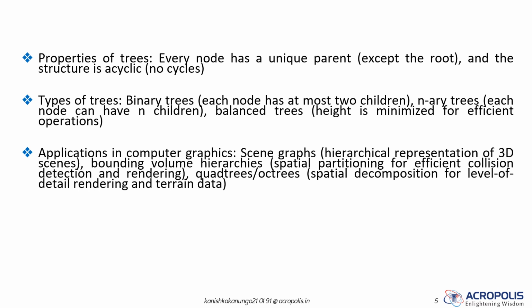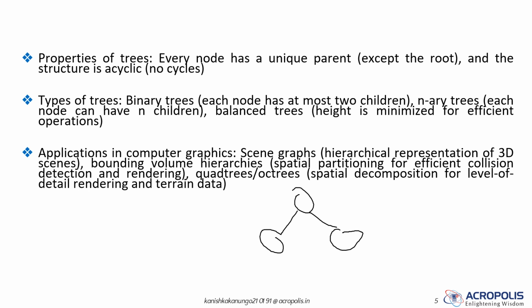Now, the properties of trees are that every node has a unique parent except the root, and the structure is acyclic. That means there are no cycles. So in the previous image as well, we saw that there was a root element and there were two children of the root element. And for every child, the parent is unique.